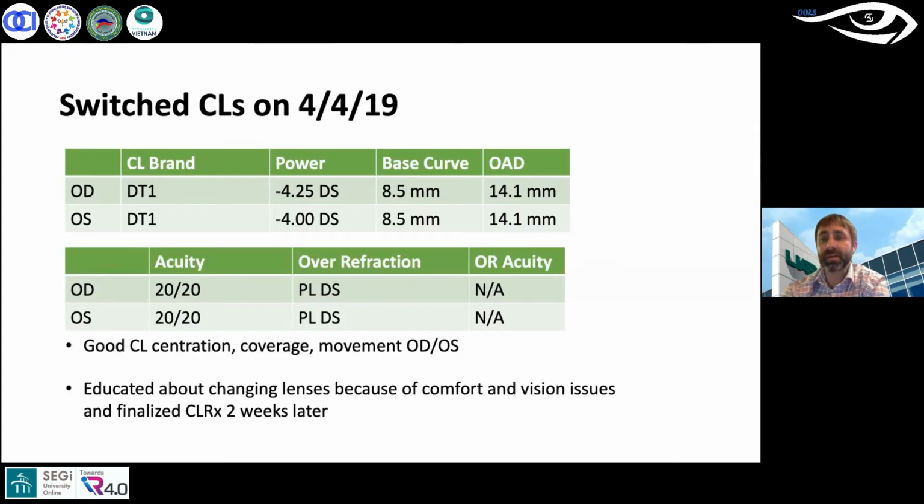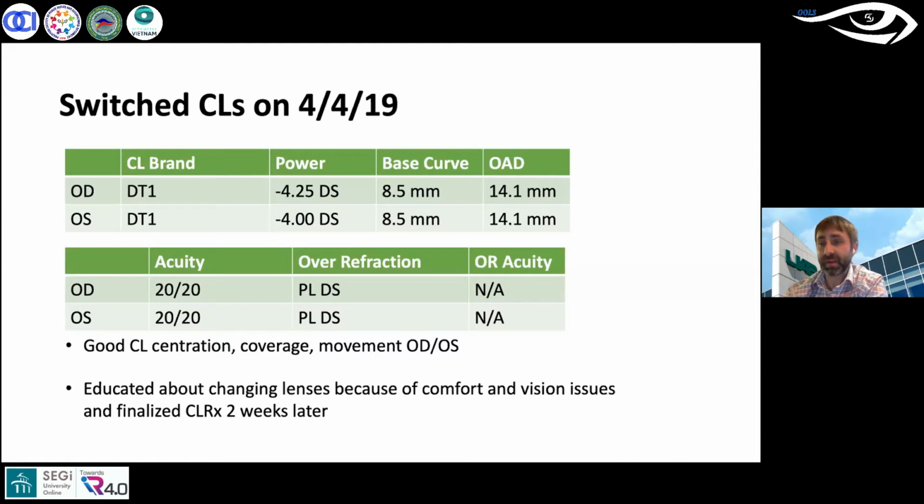So what we decided to do was switch contact lenses again. This time we went with the Dailies Total 1, just like with the first patient. Put them on, had good vision, good evaluation. They fit well, good coverage, centration, and movement. And we educated the patient to go home and try them out. And they actually came back 2 weeks later, and she was happy.